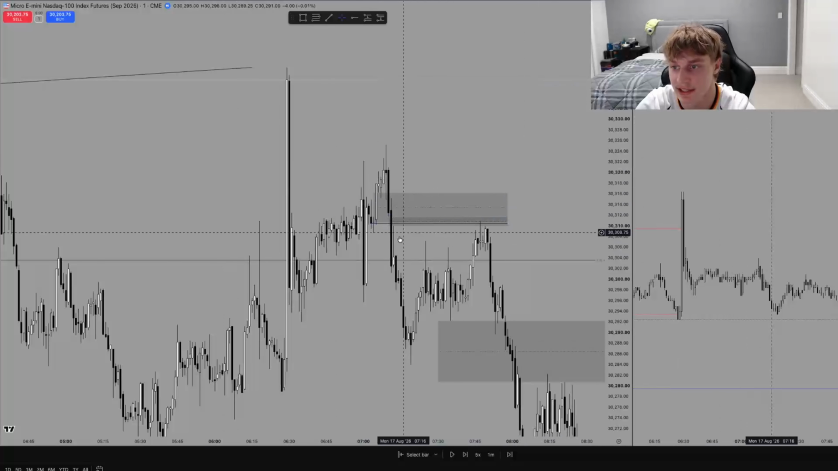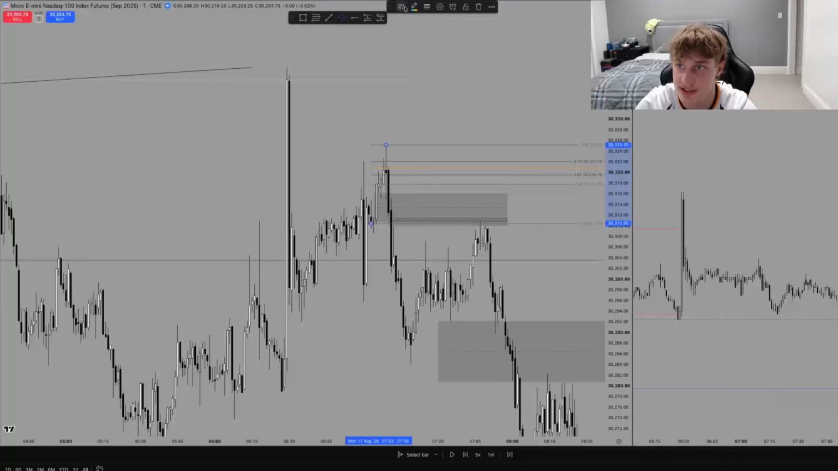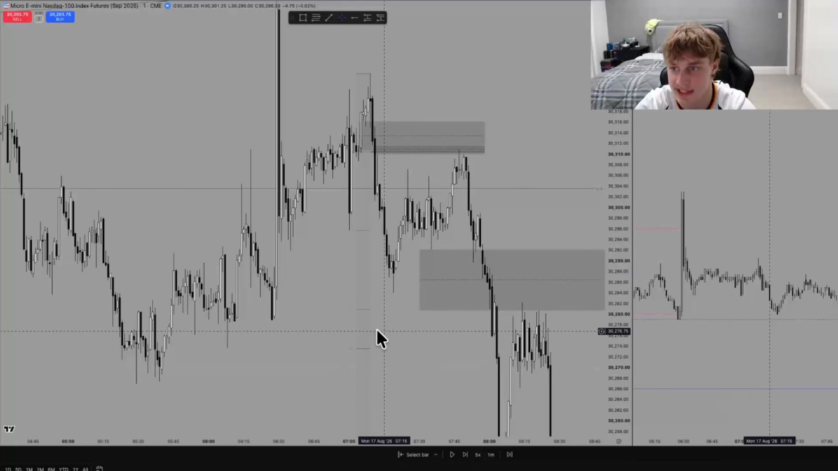Look how there is a cluster. There's a cluster of PD arrays that align in my favor. What else do we have? To our change in state, we can go standard deviations. Okay, I'm going to be looking. We didn't tap 2 to 2.5.